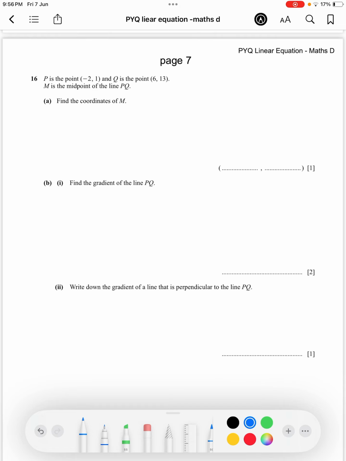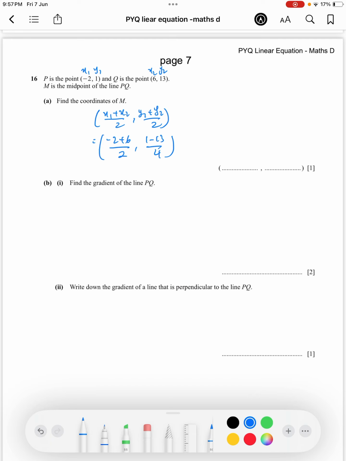Moving on to page 7, solution for page 7. P is the point (-2, 1), Q is the point (6, 13), M is the midpoint of the line PQ. Find the coordinates of M. Since M is the midpoint, the formula for the midpoint would be (x1 plus x2) over 2, (y1 plus y2) over 2. So it's crucial that you label it accordingly so that when you substitute it into the equation, you will place the numbers correctly.